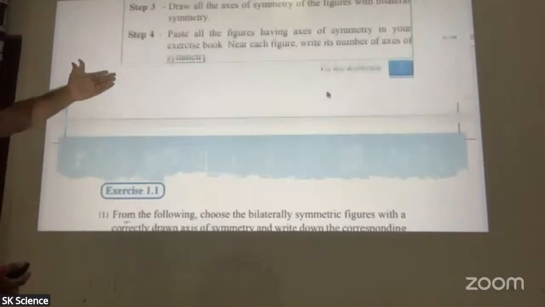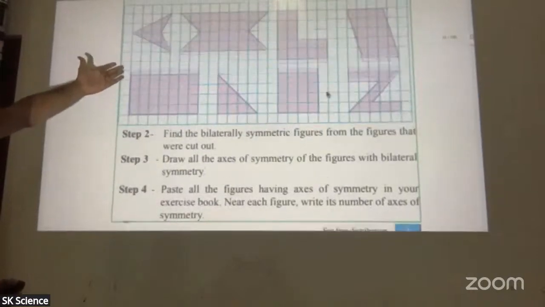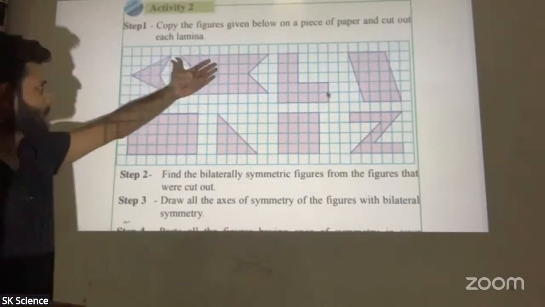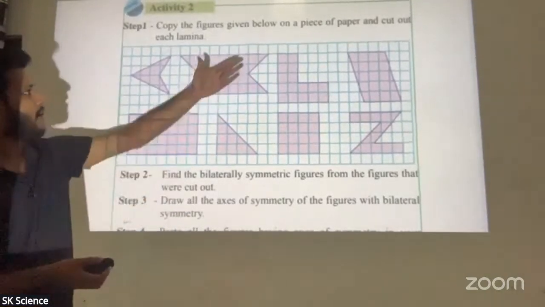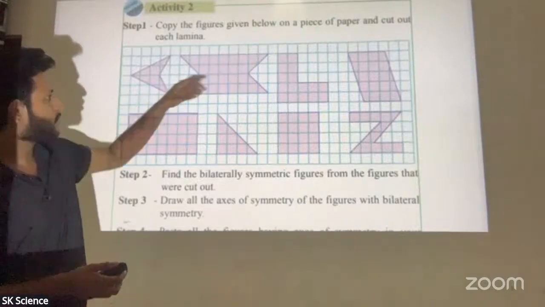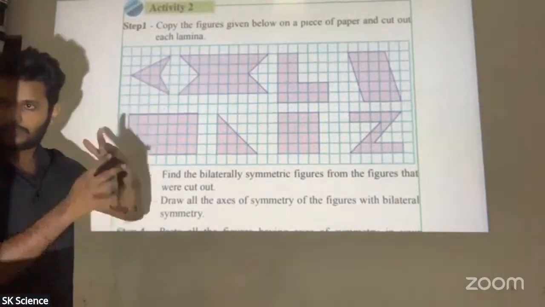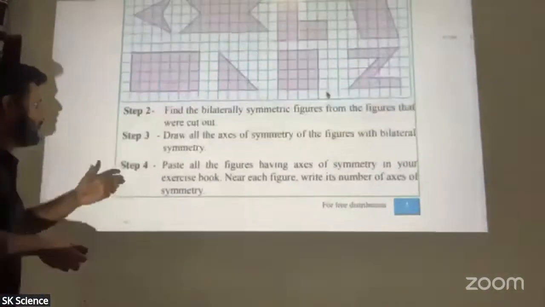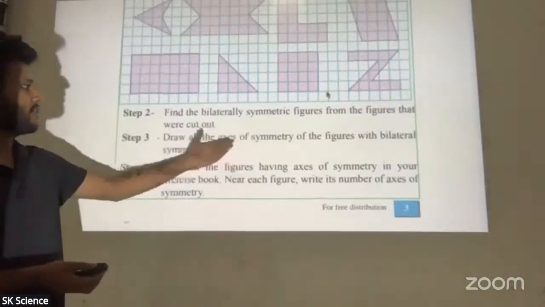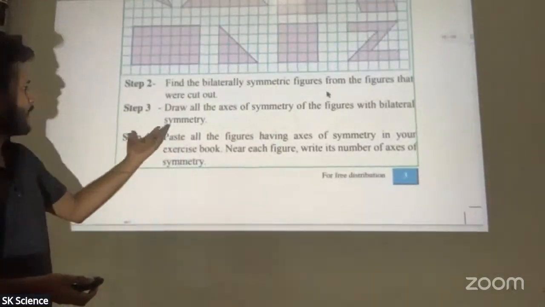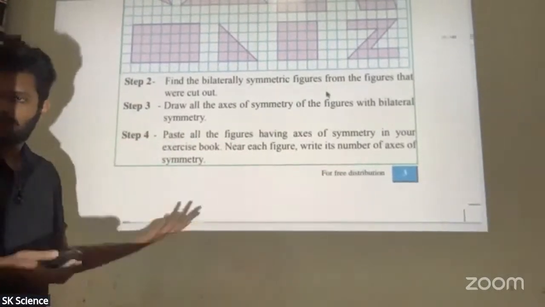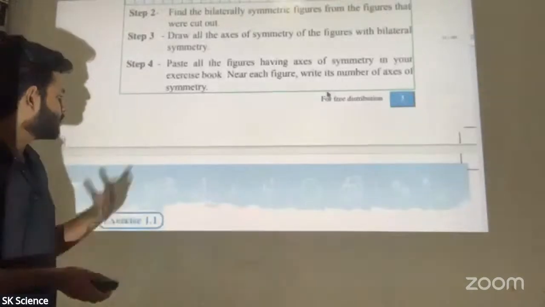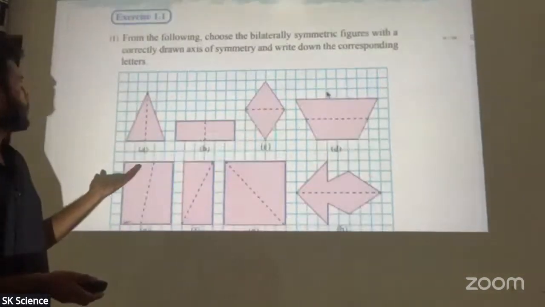There are some activities. I know that you can understand this. Copy the figures given below on a paper and cut the shapes. Then find the bilaterally symmetric figures, draw the axis of symmetry, and paste them in the book. It is a simple activity, no? Let's move further. Exercise 1.1.